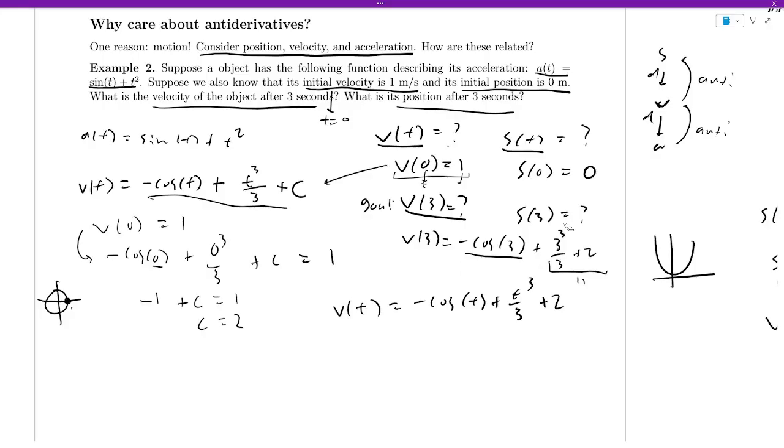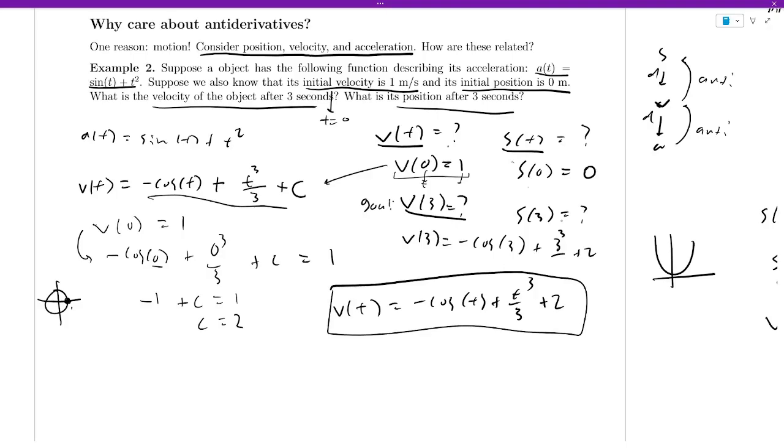But it's some number. Okay, so we're almost done. Let's just look at this, what happens to the position really quick, and then we'll be done with today's lecture. So we have the velocity function now, right? That was kind of our goal here.